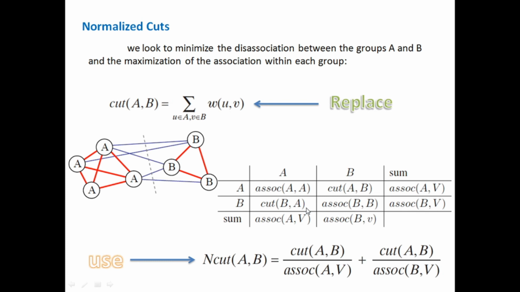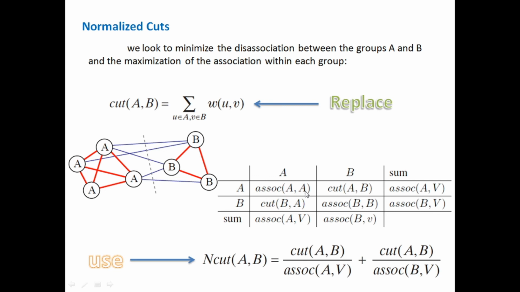Now let me explain this concept here. As I have said, n cut. So n number of cuts I need to perform from A to B. So I just replace this cut of A comma B with n cut of A comma B. This is normalized cut equal to cut of A comma B by association of A comma A plus cut of A comma B by association of B comma B.